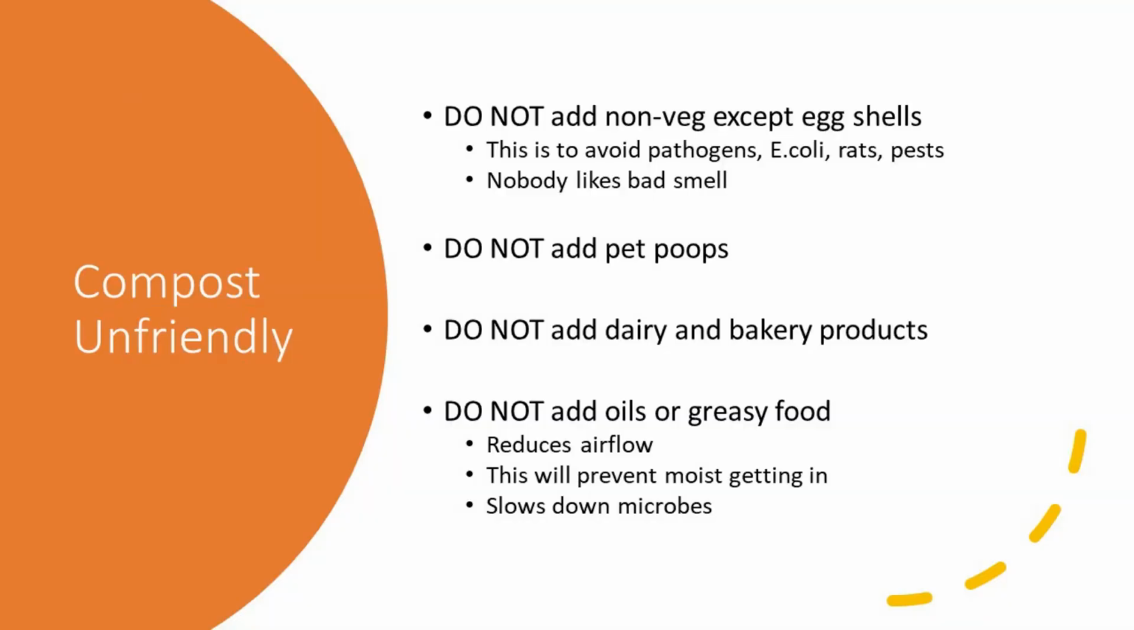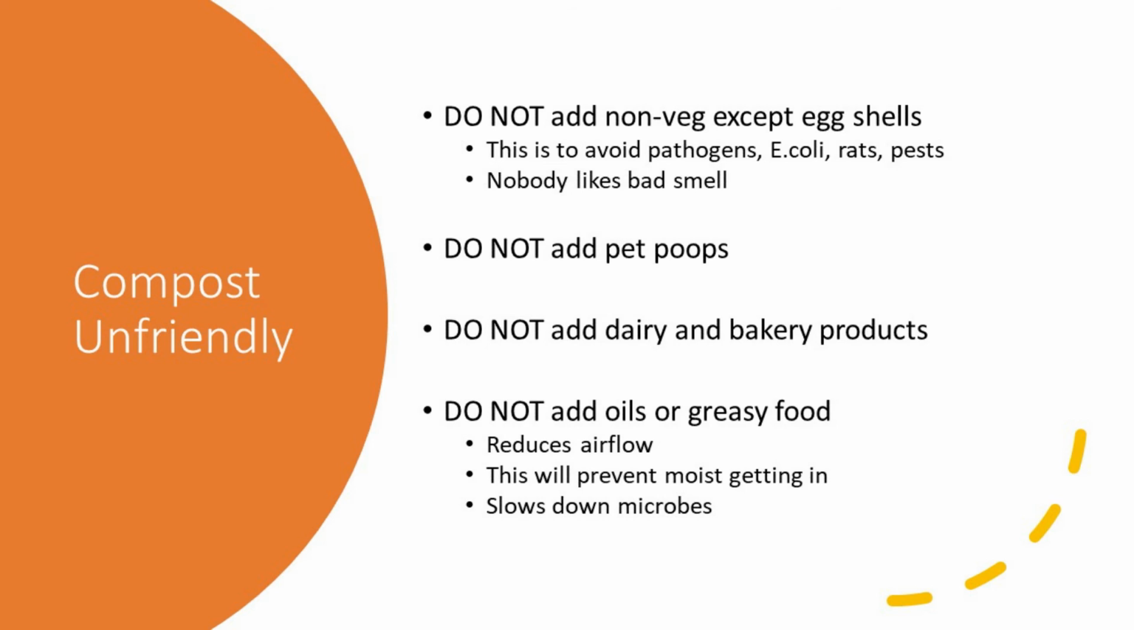Let us look at the things that you shouldn't add into the compost. One thing is never add non-vegetarian stuff except eggshells. What we are talking about is a home-based domestic composting process. It has nothing to do with the industrial grade. In industrial grade, everything goes in. So don't add non-vegetarian. It can invite a lot of pests as well as a strong smell and also unhealthy pathogens.